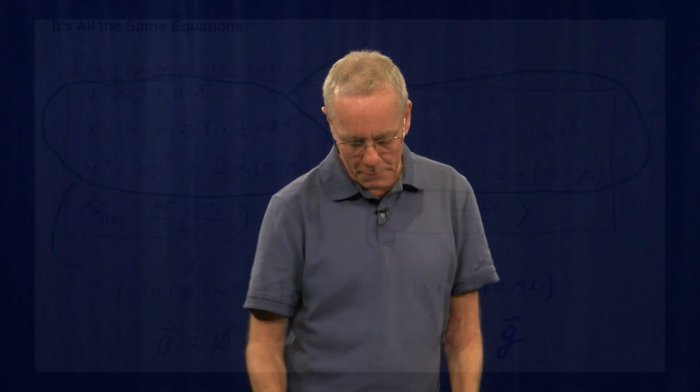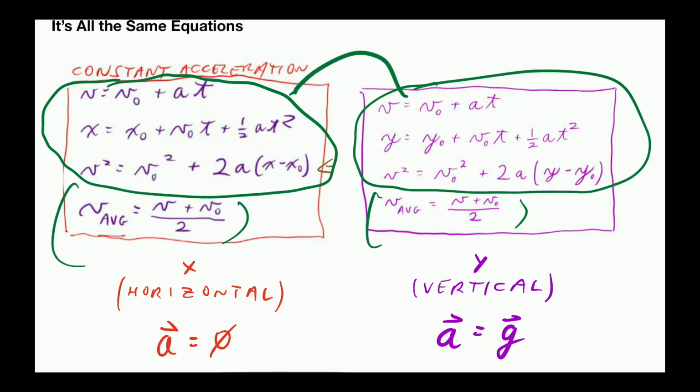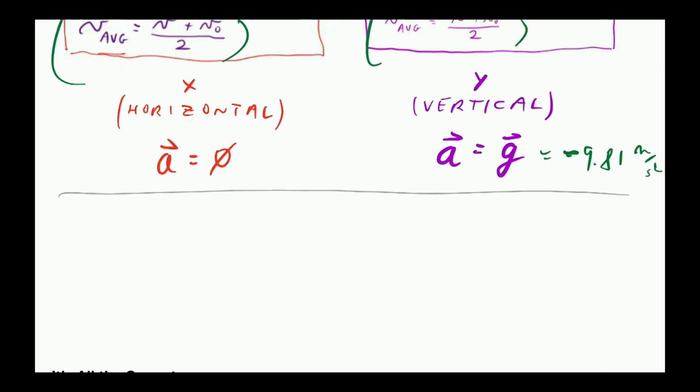So remember when you use these equations that if you're talking about horizontal motion here on the surface of the Earth, there is no acceleration. And if you're looking at vertical motion, acceleration, of course, is g, negative 9.8, call it 9.81 if you care to, meters per second squared. That's a negative, right? Okay, so that's it. That's the whole deal. It's all the same equations.